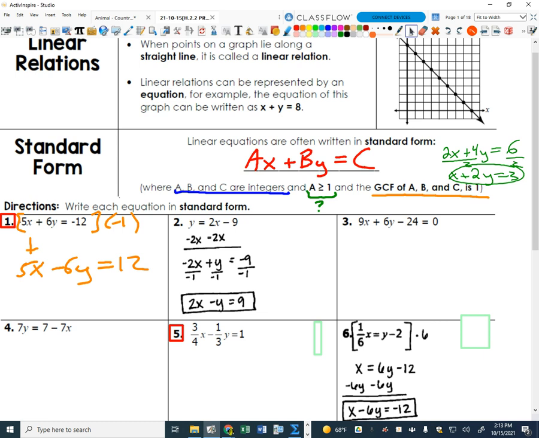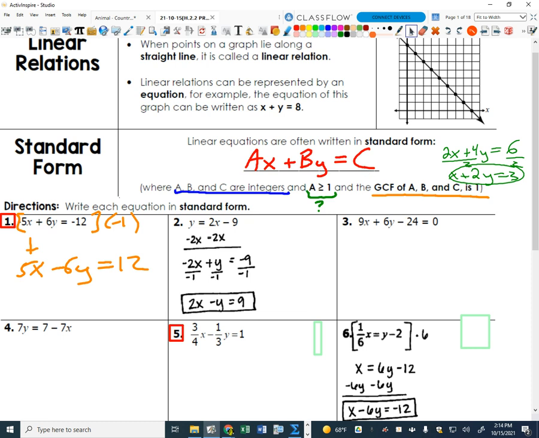We introduced standard form of linear equations. Standard form is written as ax plus by equals c. We write it with capital A, B, and C always. A, B, and C are just numbers, and there are some criteria that we have to follow when we write it this way. A, B, and C are integers. That's an important rule we always follow. The greatest common factor of A, B, and C needs to be 1. So if I could divide both sides of this equation by something to make these smaller integers, I would.